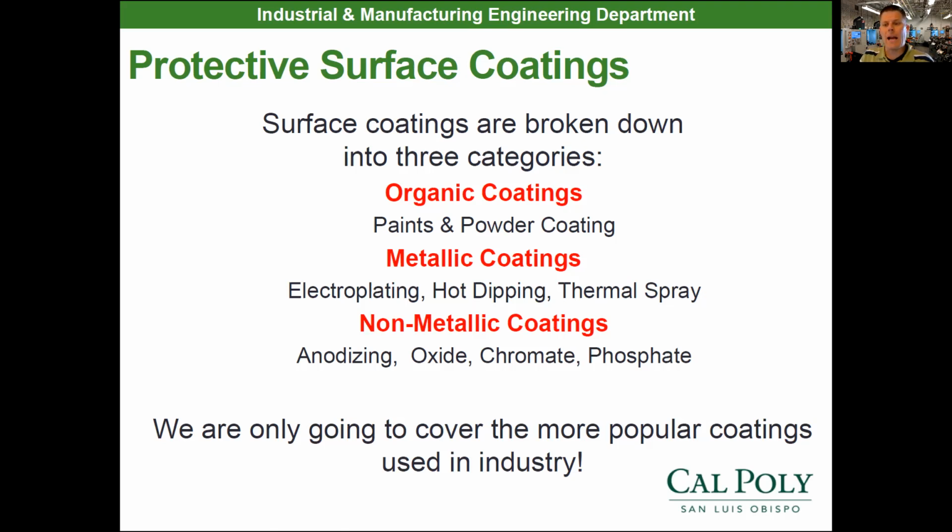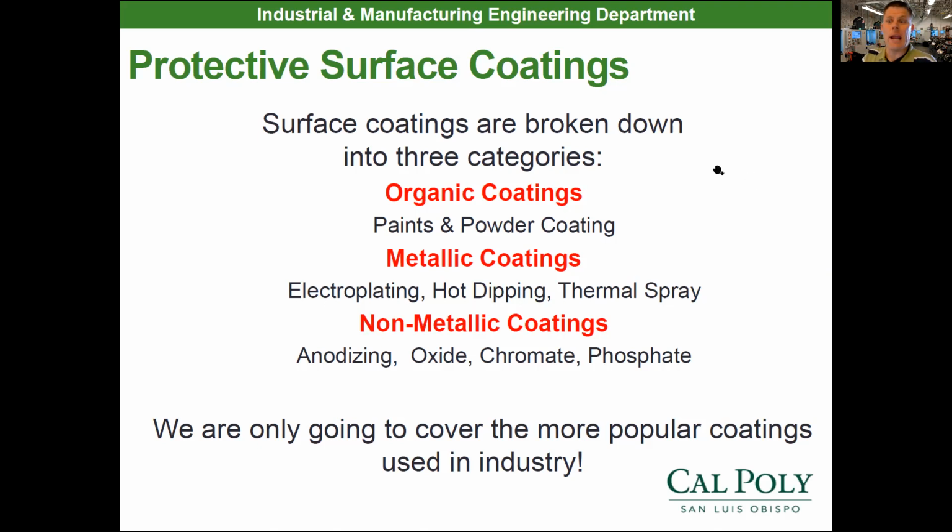So we'll talk about anodizing, oxide, chromate, and phosphate coatings for non-metallic coatings. We'll talk about some metallic coatings like electroplating, hot dip, and thermal spray. And then we'll talk a little bit about organic coatings like paints and powder coating. They're broken down into three categories: these surface coatings can be organic, metallic, or non-metallic. So we're going to break them up that way and talk about them.